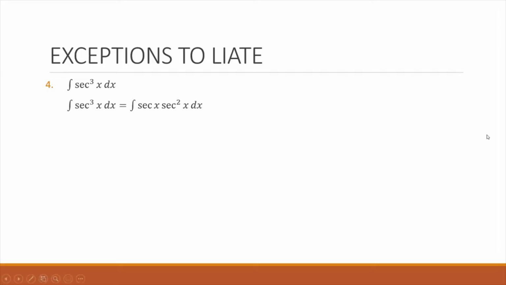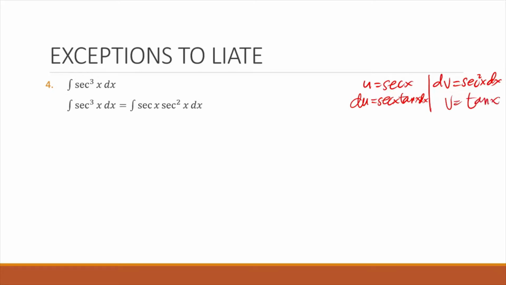So here, the best way possible is to let u be secant x, and then dv is the remaining expression, secant squared x dx, right? So u equals secant x, differential is secant x tangent x dx, all right? And then from dv equals secant squared x dx, this is integrable. We have a direct formula for secant squared x, diba? Its antiderivative is tangent x. Okay, and then we plug in to the working equation of IBP.